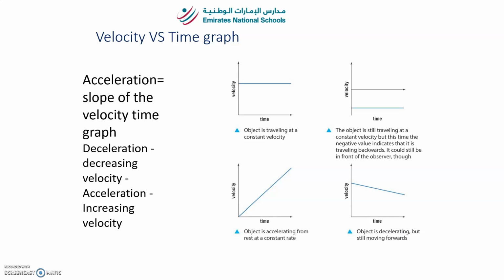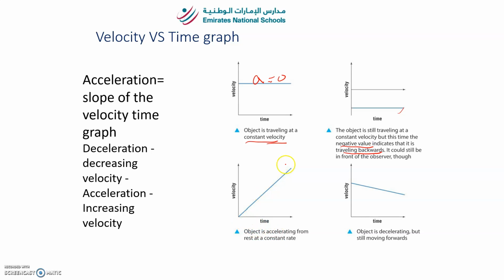If I draw a velocity versus time graph, the slope of the graph will give you the acceleration. Here, I don't have a change in the velocity, so the acceleration here is 0. All the time it's constant velocity, so constant velocity means acceleration 0. Here still acceleration 0, but the object is traveling in the opposite direction, or backward, in the negative value.